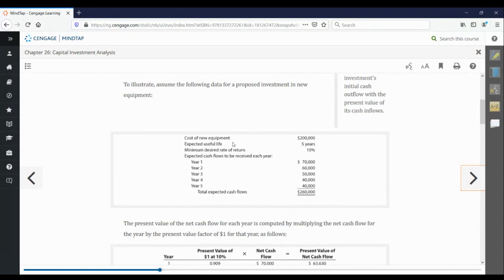Let's say that we were thinking about buying some new equipment and it was going to cost $200,000. We've placed a useful life on this equipment of 5 years. This is what we've estimated, and this is what we're expecting to be the depreciable life of the asset that we're investing in. Its useful life will be 5 years. Management is wanting, in this example, a desired rate of return of 10%. This desired rate of return is going to be our interest rate that we will be using.